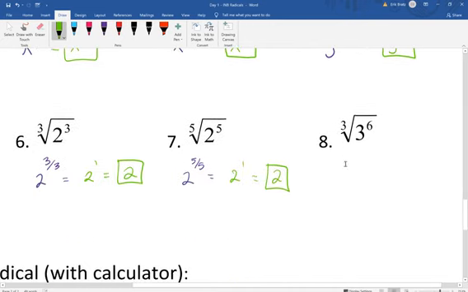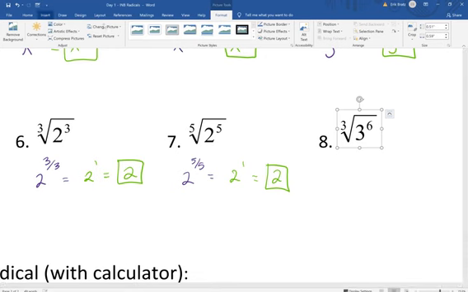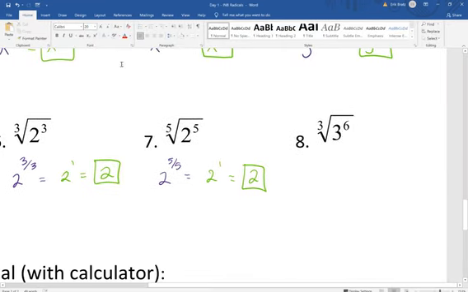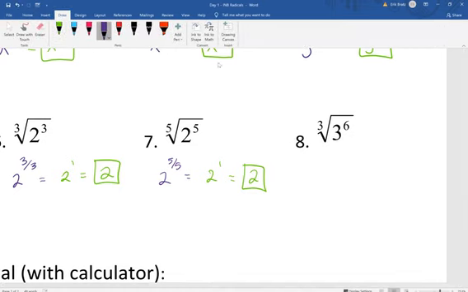And then finally, number 8. I'm actually going to flip these two numbers. Let me see if I can do that. I can't. I'll talk about that here in a second, but let's set this up like normal. We'd have 3 to the 6 over 3. 6 divided by 3 is going to give me the second power.